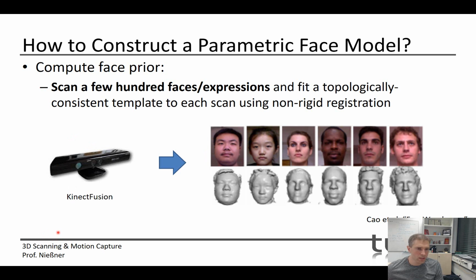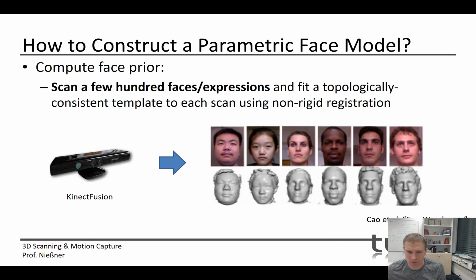So what you could do is take a Kinect Fusion scan of a static person and just get a static reconstruction of this one person in this one pose. This is what this is doing here. These are the respective Kinect Fusion scans of one face in one pose. And then you can align the template mesh against those respectively. This work is called Face Warehouse.